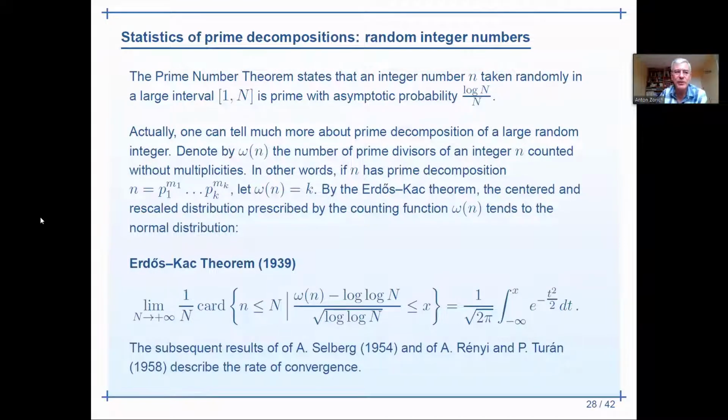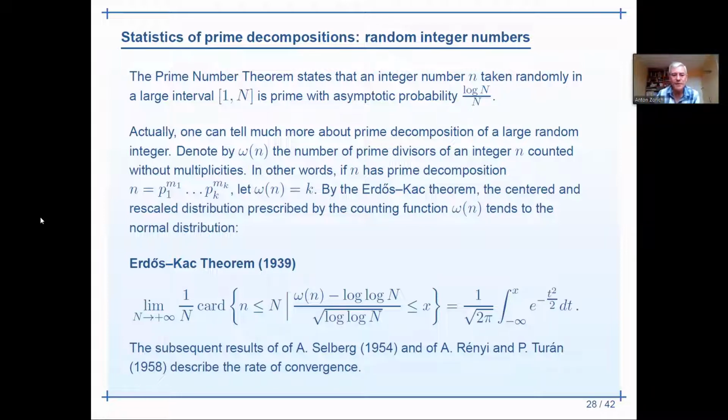And to compare it with other random objects, let's consider, for example, random integer numbers. Of course, there is no such thing as a random integer. You have to take a large interval 1 to n, then take randomly with the same probability an integer in this interval, and you can ask about its arithmetic properties. Arithmetic properties, mostly it's the prime decomposition. So you decompose it into a product of primes and ask what are the properties of this decomposition. This question was studied by number theorists for quite a while.